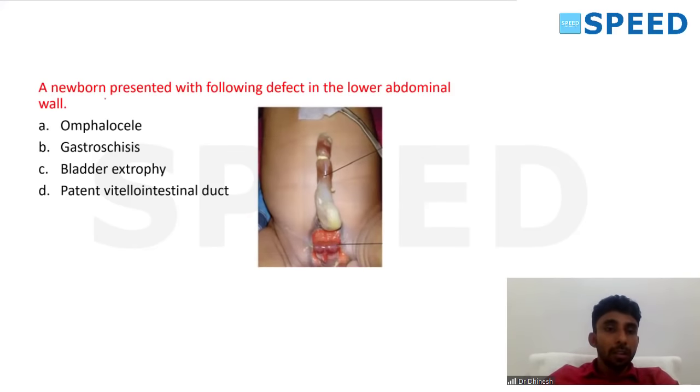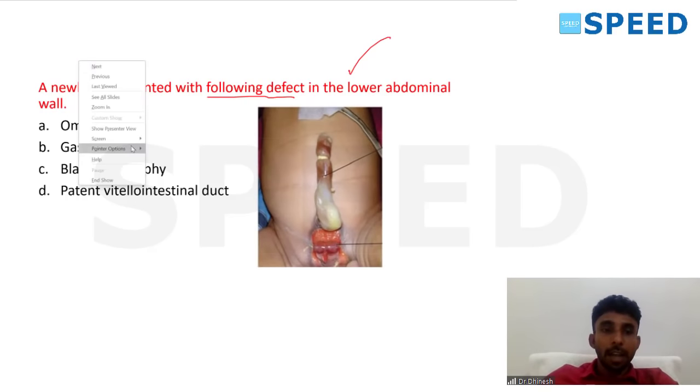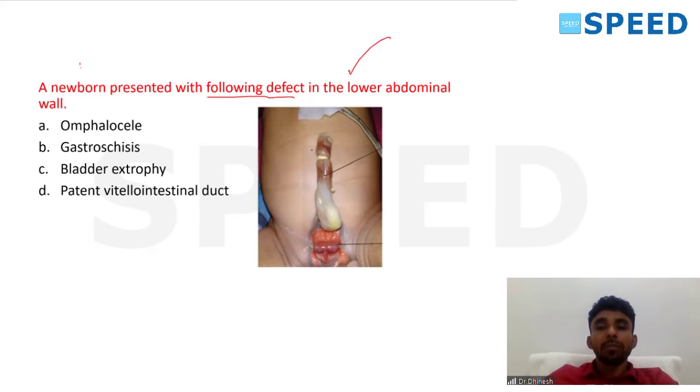Another embryology related question asked was, a newborn presented with the following defect in the lower abdominal wall, and what is the diagnosis? That is the question. So any idea? Yes, the answer is exstrophy of bladder. Exstrophy of bladder, otherwise called as what? Ectopia vesicae.